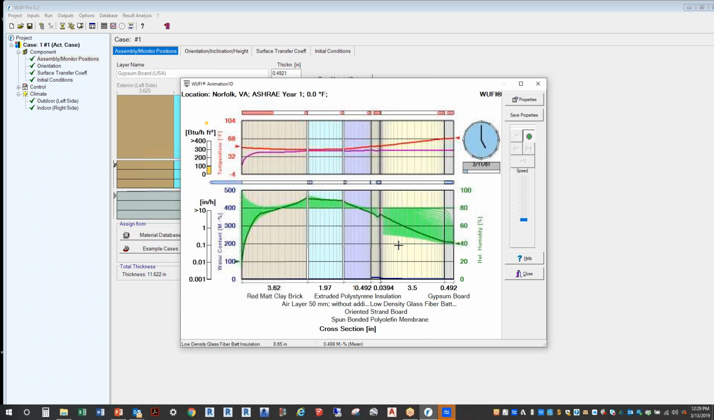Remembering, we started off with 80% relative humidity in our plywood. So I'm going to speed this up now so that it can finish. And it's going to move really fast here. So now it's doing several days a second.